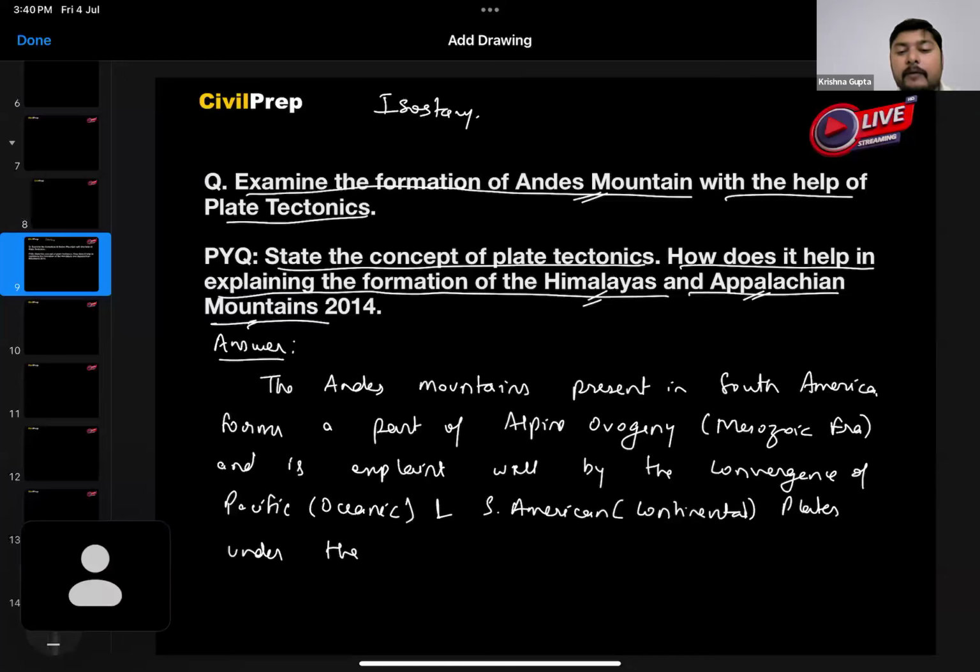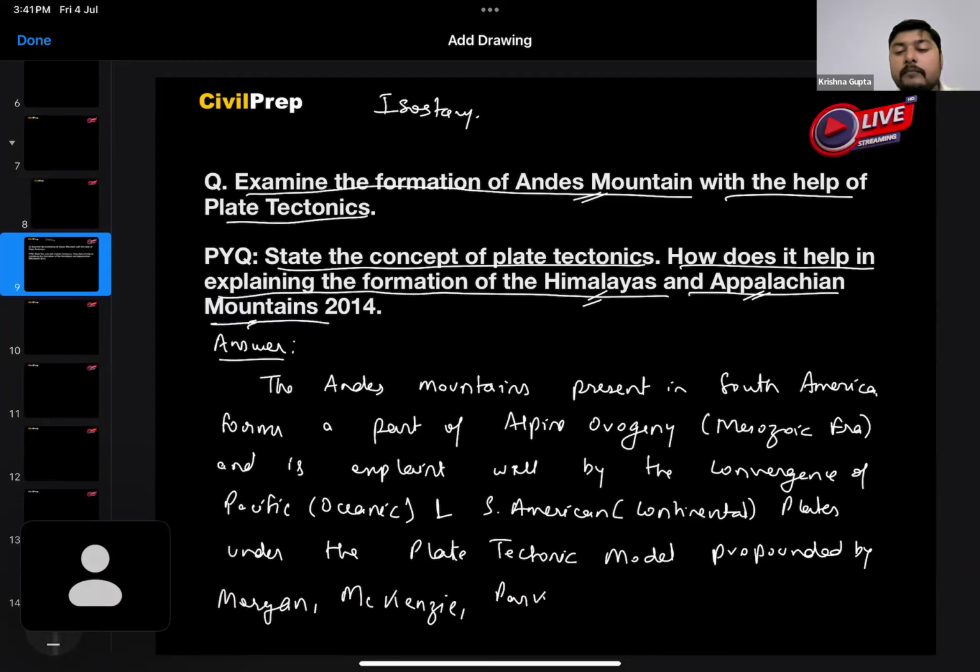under the plate tectonic model propounded by Morgan, Mackenzie, Parker, and Tuzo Wilson, under the period of quantitative revolution.